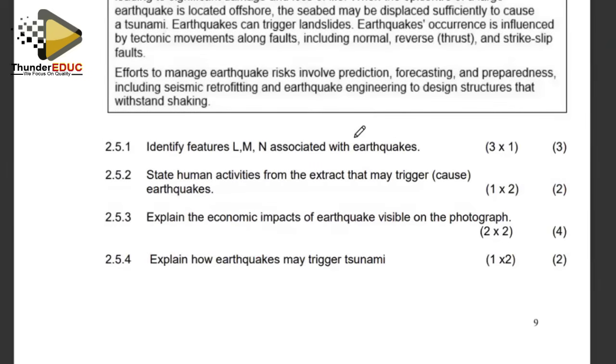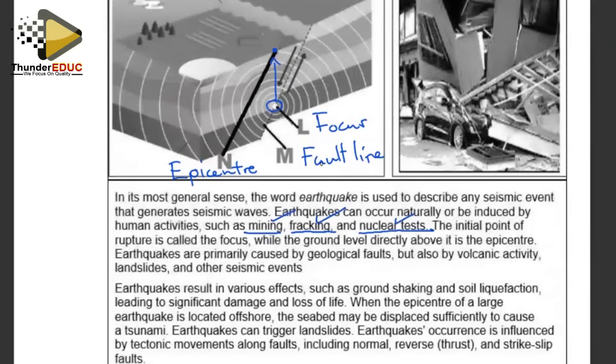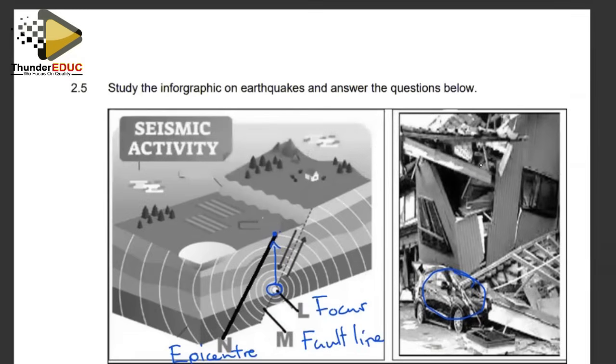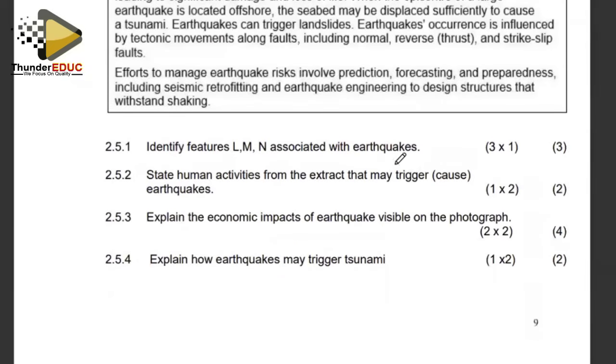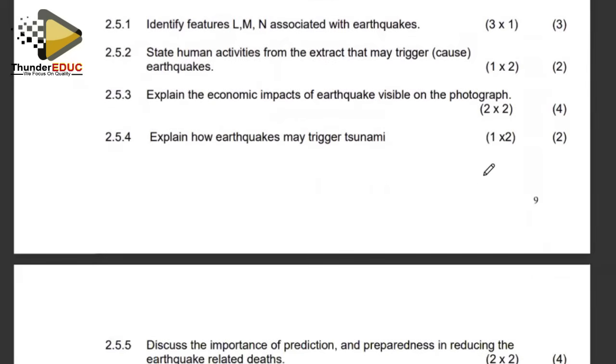Explain the economic impacts of earthquake visible on the photograph. What are we seeing here? This car has been damaged. And what is the implication? This building has been destroyed. You are seeing there's destruction of this building here. So we want to look at the economic impacts. How is that going to affect economically? How is that going to affect the budget of the people?